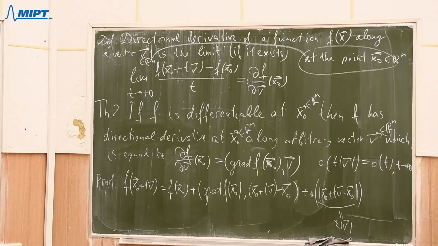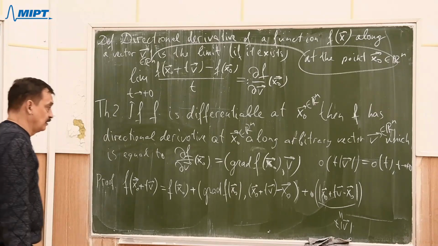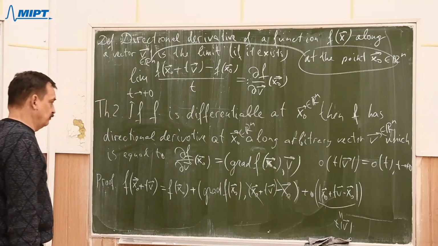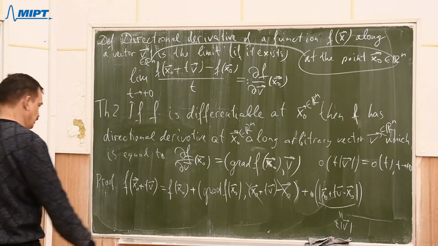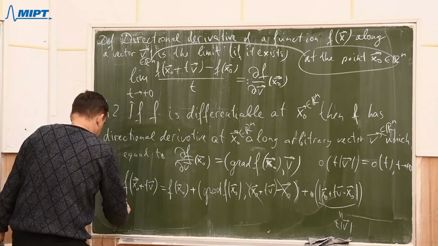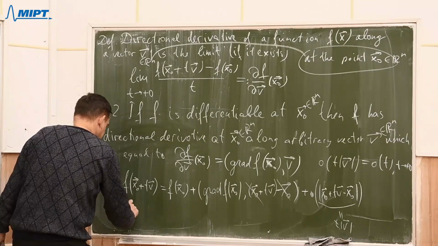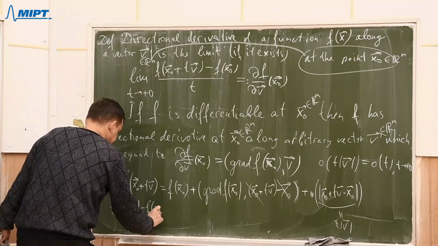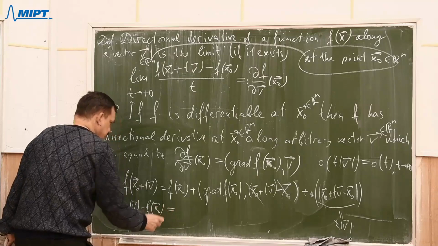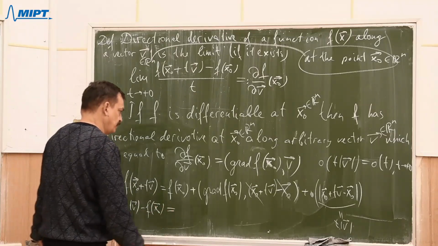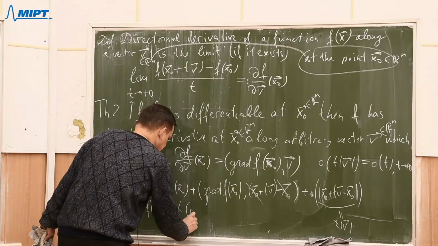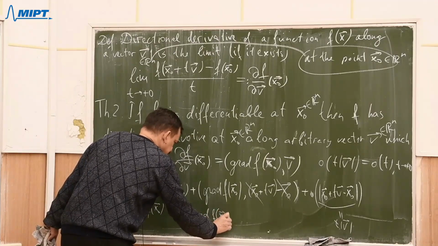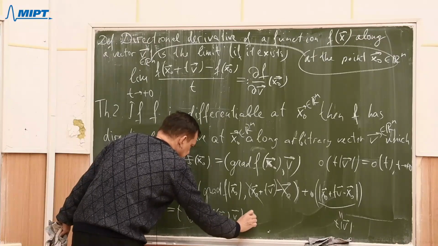Okay. Then here I can cancel x naught. And what remains? So let me rewrite now. f of x naught plus tv minus f of x naught equals t times gradient f of x naught times v plus little o of t.